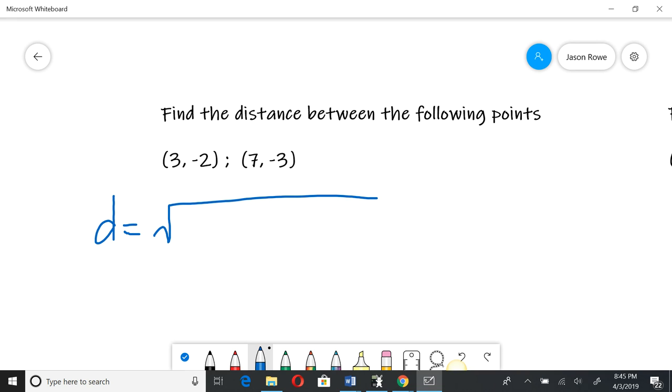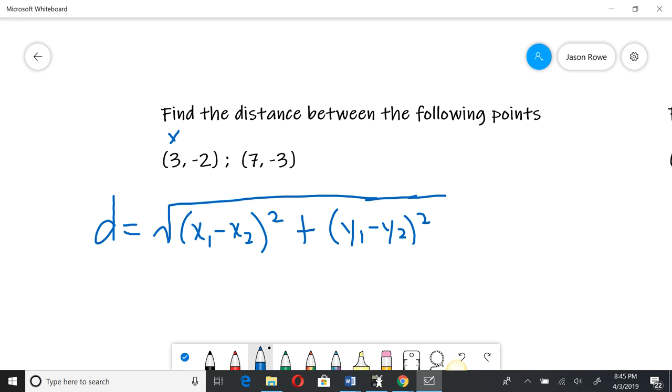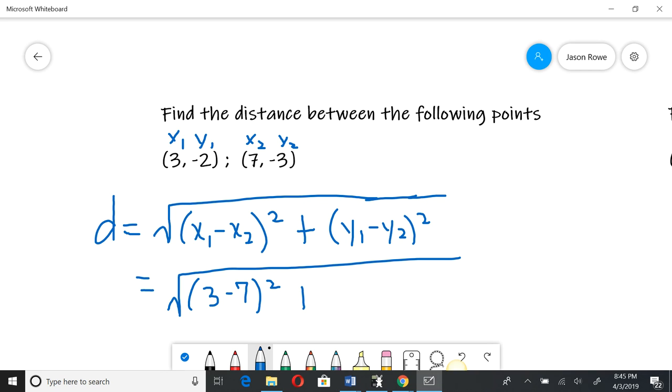It is the square root of the x values, so x1 minus x2 squared, plus the difference of the y values squared. So x1, y1, x2, y2. And just plug those in. So we're going to plug in the x's. So we've got the square root of (3 minus 7) squared plus (-2 minus -3) squared.